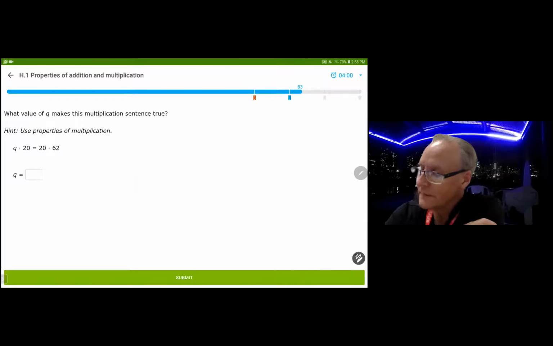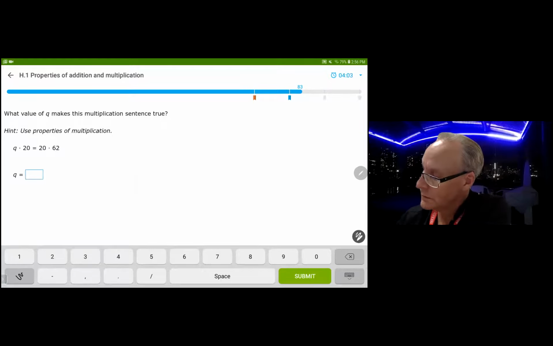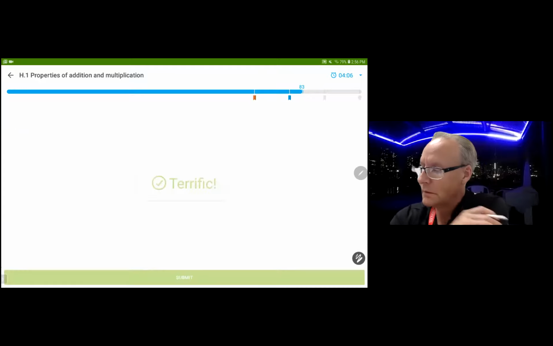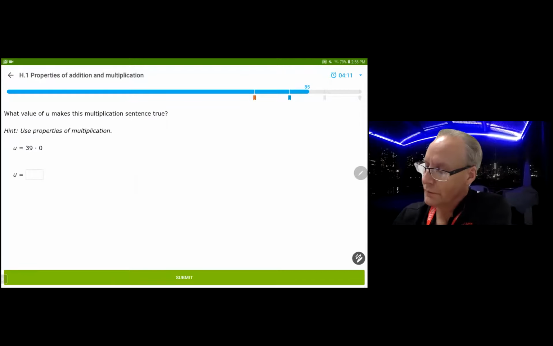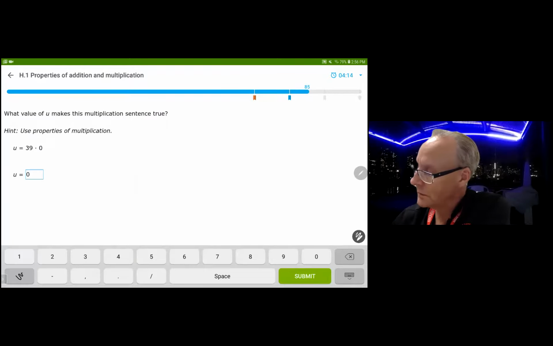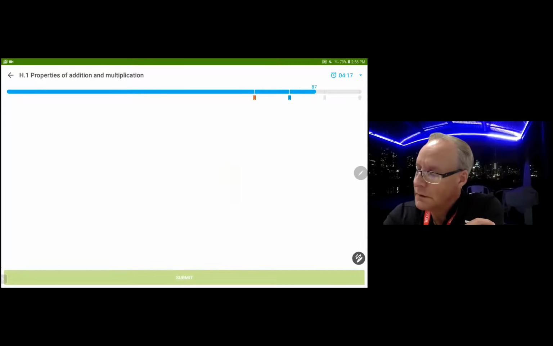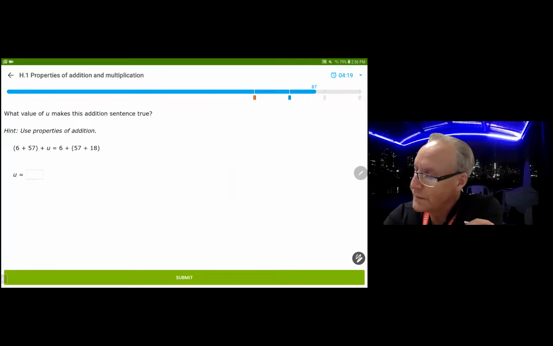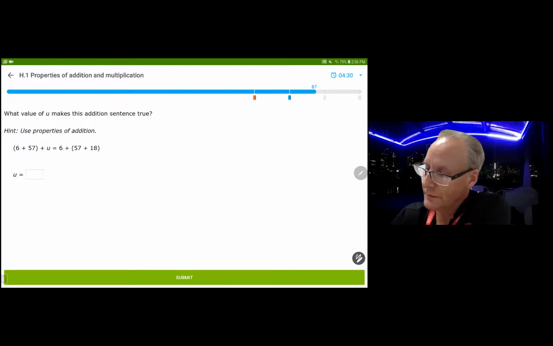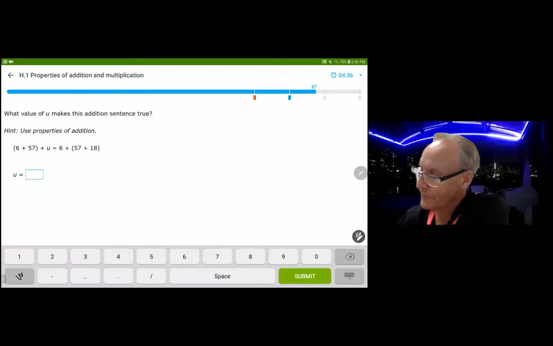This one says Q is equal to 62. This one says U is 0. And this one says that we added 6, and it's the same as adding 18 on the outside. So U is the same as 18, and we're using the associative property and reassociating it.